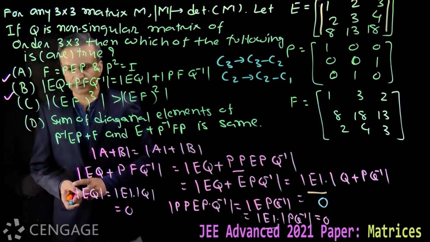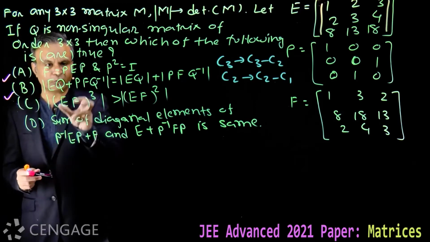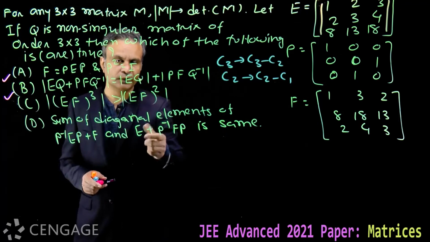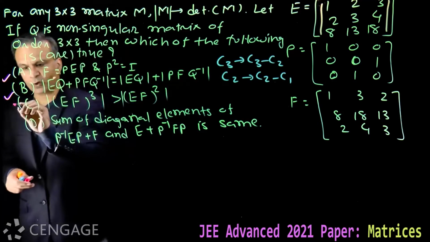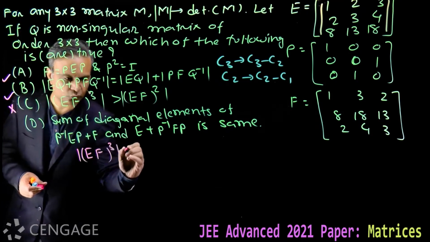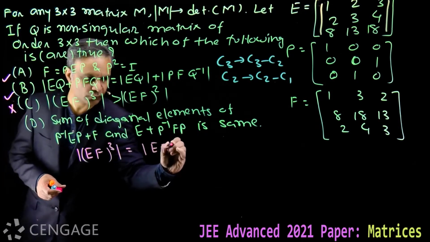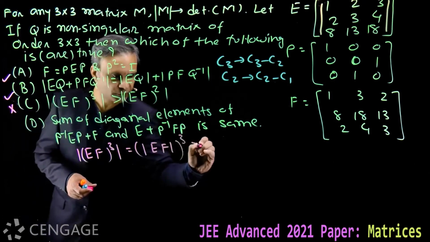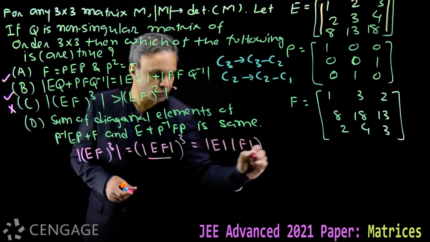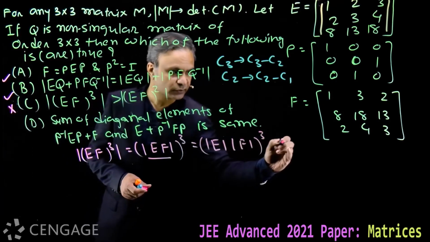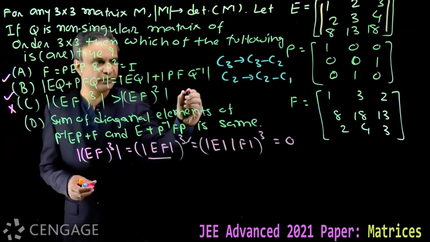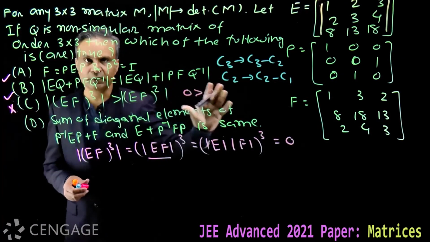Then we have option C. We have modulus of cube of EF greater than modulus of square of EF. At the outset, this is false. The reason is modulus of EF cube is equal to cube of modulus of EF, and this is modulus of E into modulus of F. Modulus of E is 0, so LHS is 0. Similarly, RHS will also be 0. We get 0 greater than 0, and this is false.